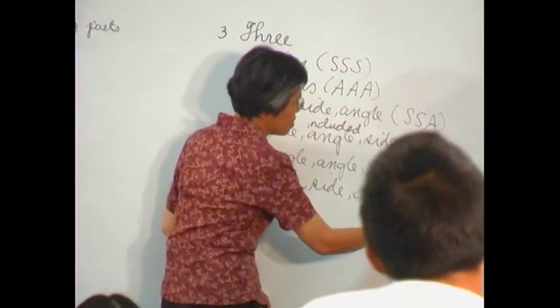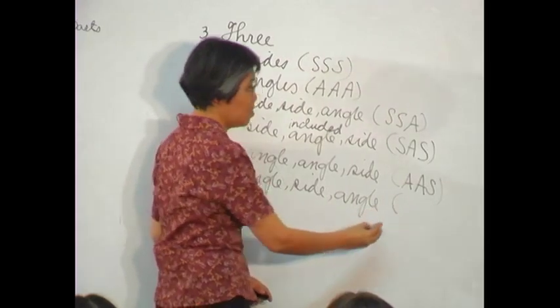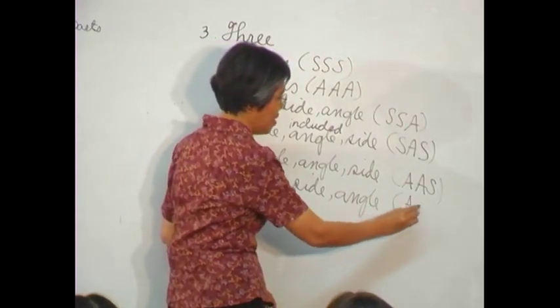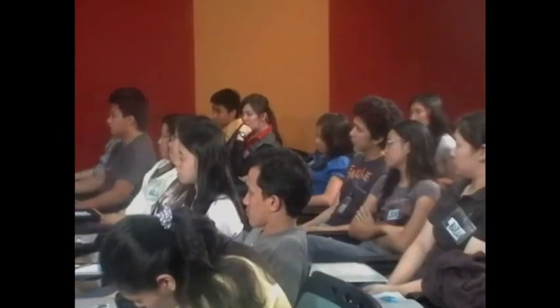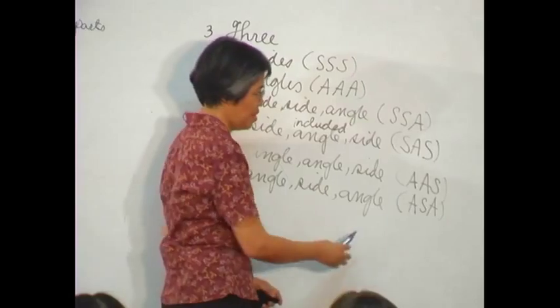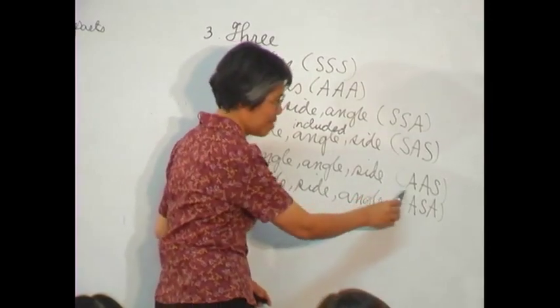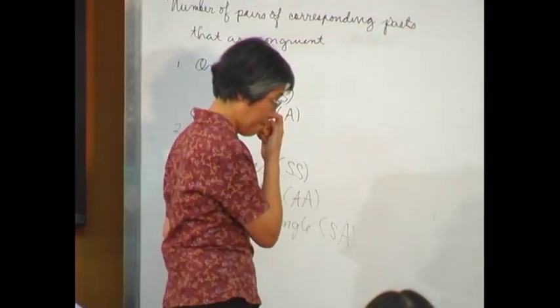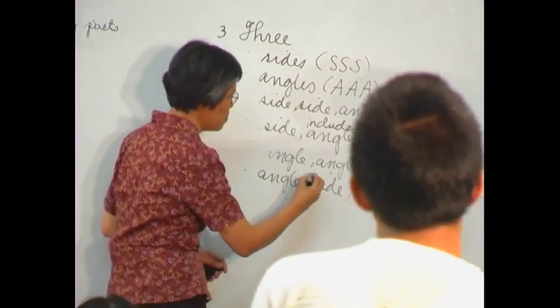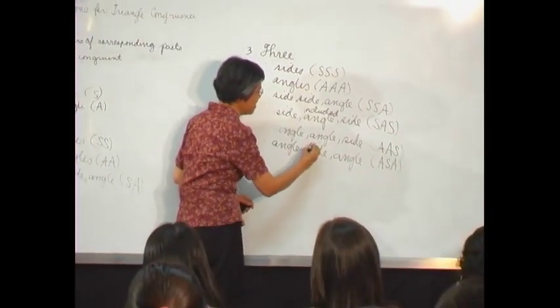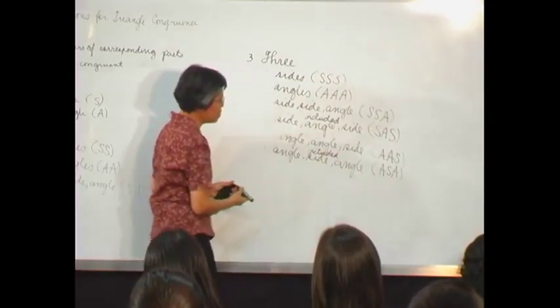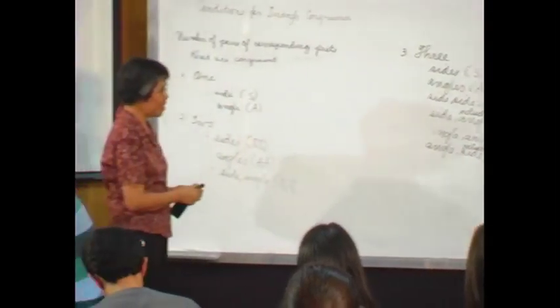And I will write that as, how shall I write it? ASA. Both of these two have 2 angles. So, are they the same? No, because in angle, side, angle, the side is between 2 angles, while the other is outside. Okay, so we shall call this the included side. So this is the side included between 2 angles. Is there anything else that we missed?